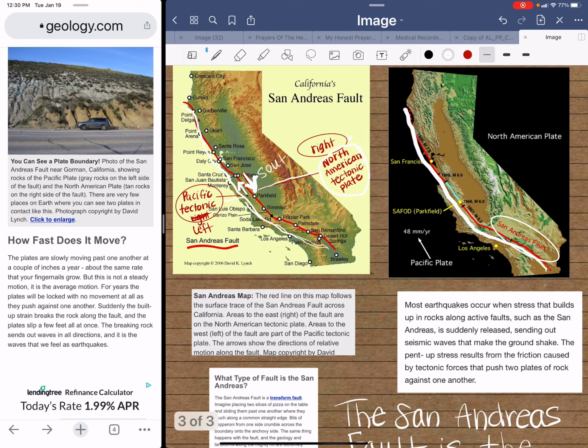Most earthquakes occur when stress that builds up in rocks along active faults, such as the San Andreas, is suddenly released, sending out seismic waves that make the ground shake. The pent-up stress results from the friction caused by tectonic forces that push two plates of rocks against each other.